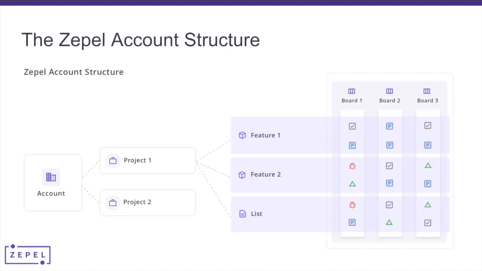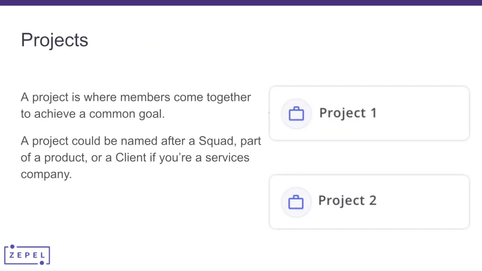Let's begin by looking at the full hierarchy of Zepel. You'll notice that all projects are housed within an account. An account is your organization. Inside your project is where all the items, boards, features, lists, and sprints reside. I'm sure you're now wondering what they mean and how it all connects. So let's jump in. A project is where members come together to achieve a common goal.